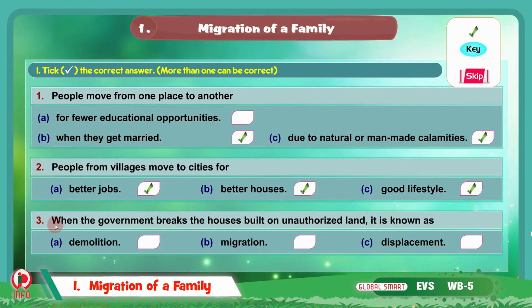Now the third one. When the government breaks the houses built on unauthorized land, it is known as. So, when the government breaks the houses which are built on unauthorized land, meaning without permission, that is called as A. Demolition, B. Migration, C. Displacement. It is called as A. Demolition. So, we will tick the box A here.